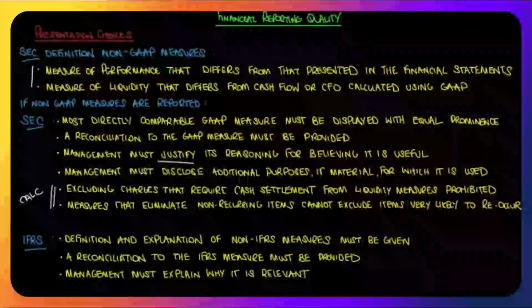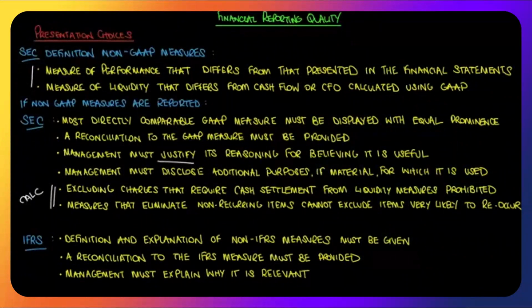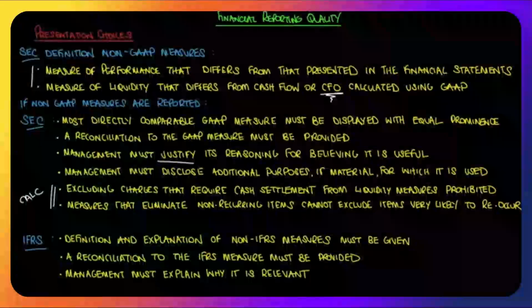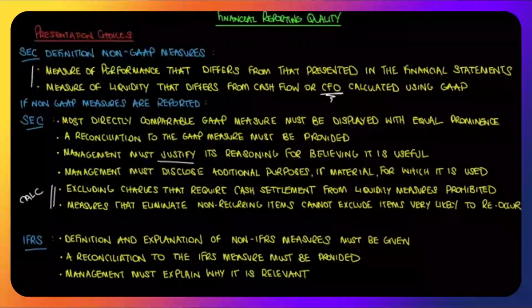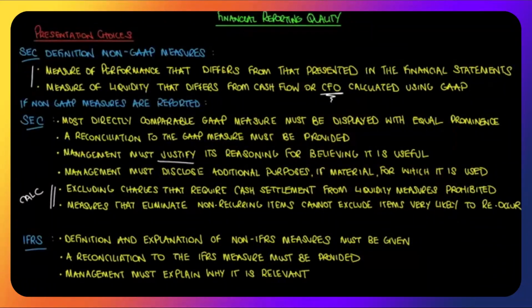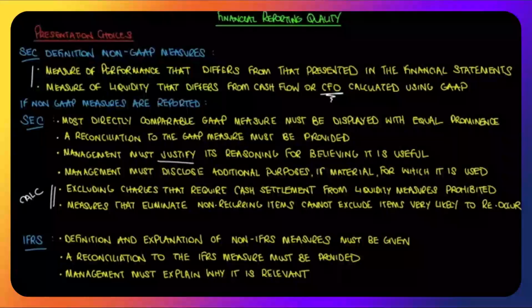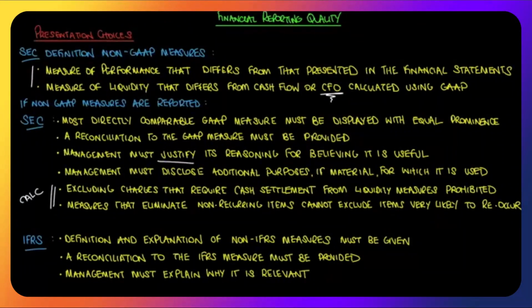Excluding charges that require cash settlement from liquidity measures is prohibited. So you can't add back, if you're trying to tell your investors how liquid you are by proving what a great CFO figure you've had, you can't miss out anything that's going to be cash settled. So you can see the kind of elements typically non-cash. Remember, we talked stock compensation, impairments, things like that. Now, you can't take anything cash out from CFO.